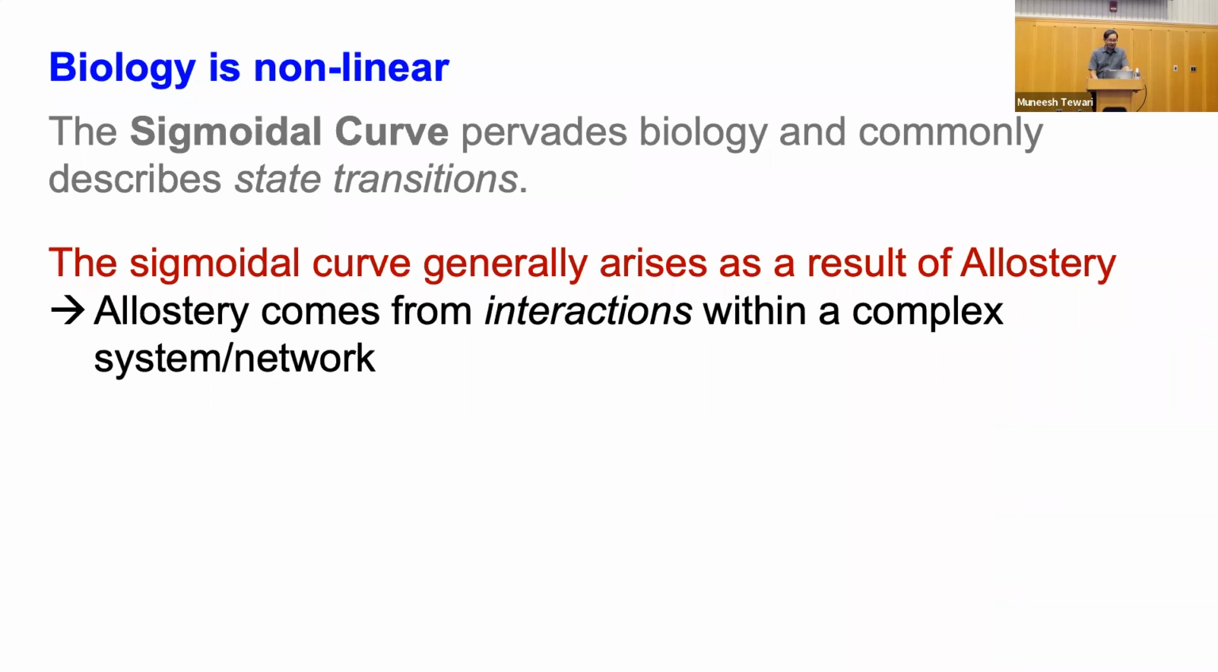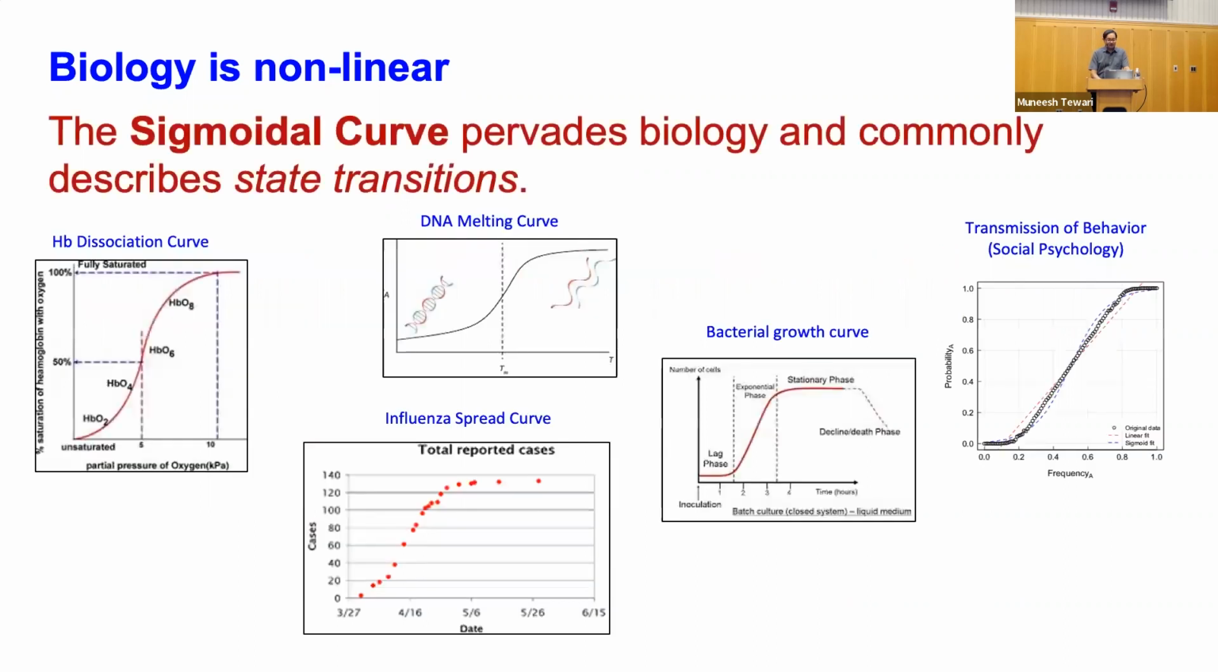The other interesting thing is that this sigmoidal curve, in the middle there, in biology really describes state transitions. For example, in the DNA melting curve, it goes from two strands bound together to two strands floating apart. With bacterial growth, you could look at it as going from a non-communal state of bacteria, and then they grow, and now you've got a very dense community. Similar interpretations exist for all of these curves.